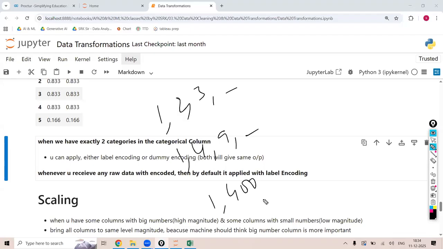1, 400, 250, 900, 1690. Now, what is the next number, miss? There is no pattern now. When there is no pattern, what is the use of doing the analysis? What is the use of predicting?